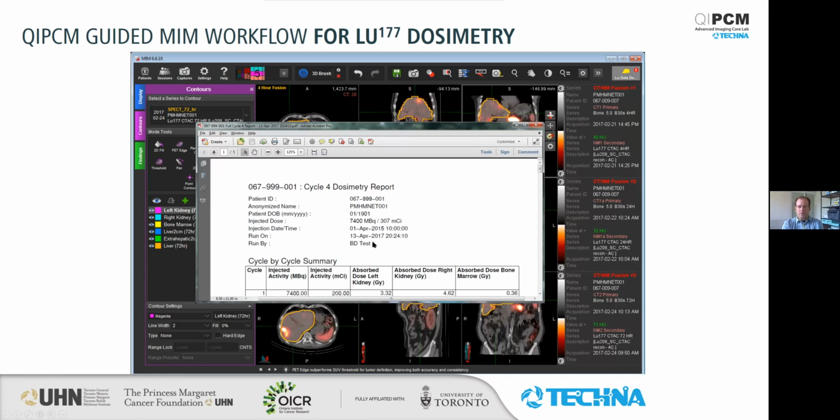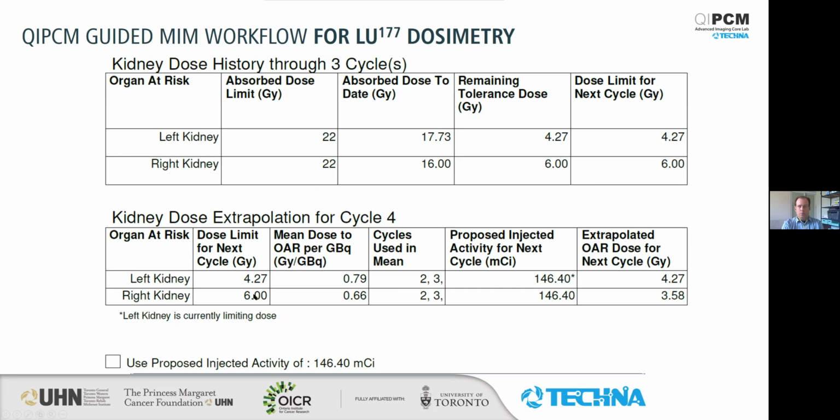So for the NETPRT trial, patients have a renal tolerance of 23 gray, but we actually set it to 22 just to provide a margin of error. And this is just a quick example of what they'll see when they get their dosimetry report. So we'll see so far this was after 3 cycles for this patient. They'd had 17.7 gray received to their left kidney and 16 gray to the right. And we can see how much is left in their kind of dose budget.